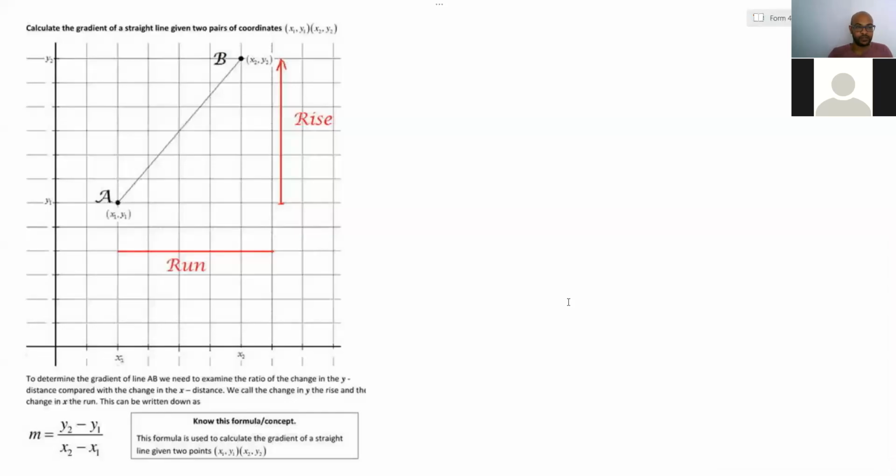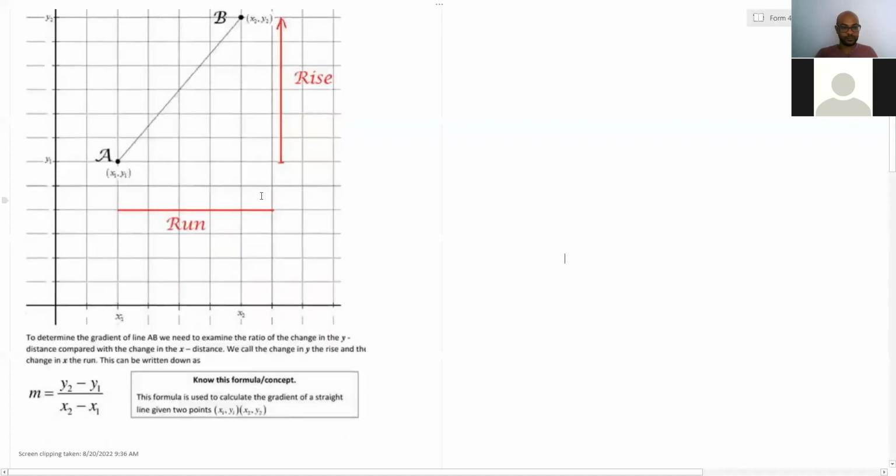All right, so you're looking at gradients under coordinate geometry. We want to calculate the gradient of a straight line given two pairs of coordinates. Usually one coordinate we would label as x1, y1, the other as x2, y2. And when we're talking about the gradient, we're talking about the slope of a line, how steep or how flat that particular line is. On the graph, we talk about it as the vertical rise versus the horizontal run.